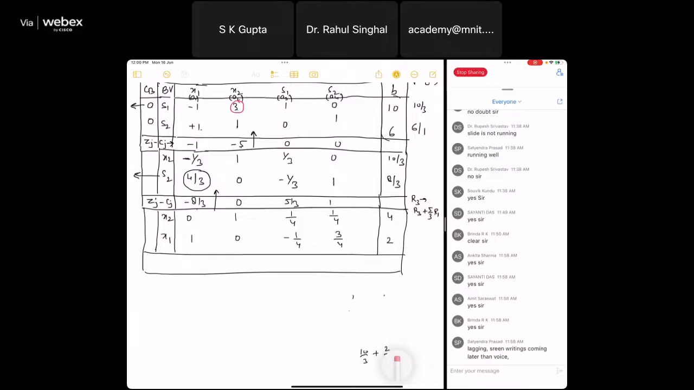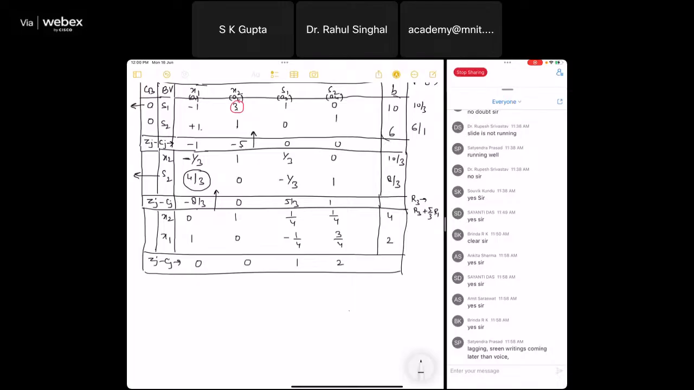And what is this ZJ minus CJ now? This ZJ minus CJs all will be positive. You can easily see this plus 2 times this 0, this plus 2 times this 0, this plus 2 times this 1, this plus 2 times this 2. So now all ZJ minus CJs are positive, means all relative profits are either 0 or negative. This means this is an optimal table.